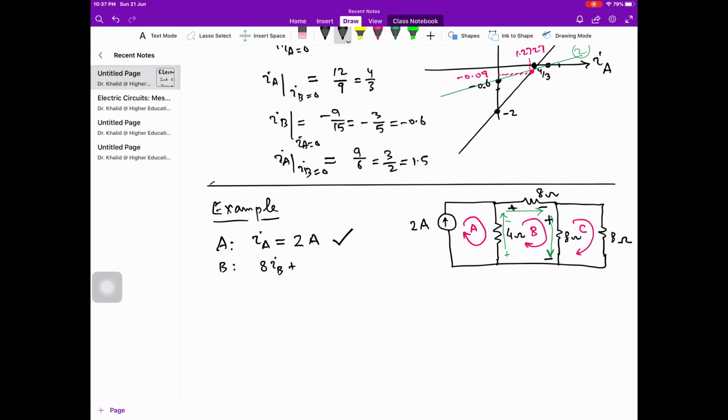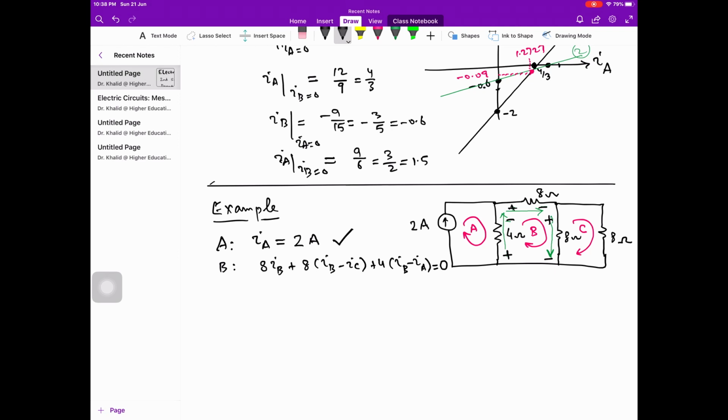So this is plus 8 IB minus IC. IB is flowing downward, IC is flowing upward. Net downward current is IB minus IC. And what is the voltage drop across this 4 ohm resistance? IB is flowing upward, IA is flowing downward. So the net upward current flowing through the 4 ohm resistance is IB minus IA, and there is no voltage source in this mesh. Right hand side is equal to 0.